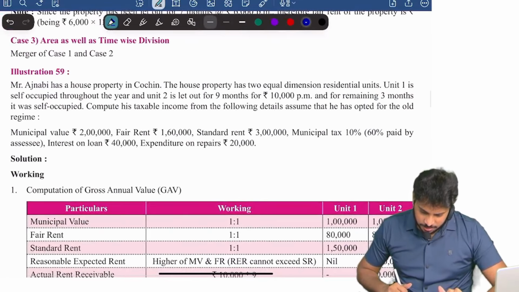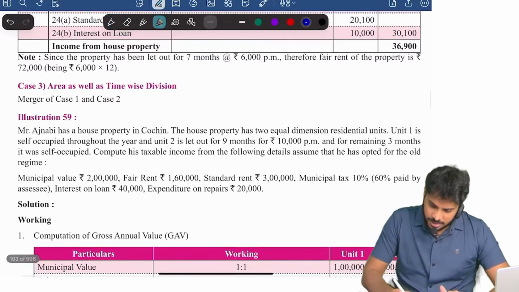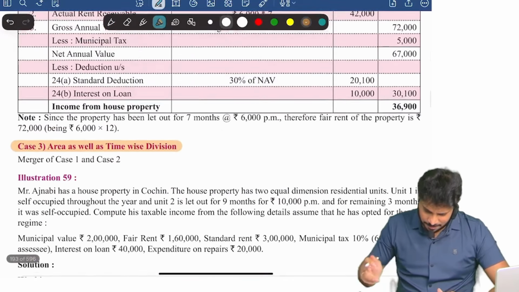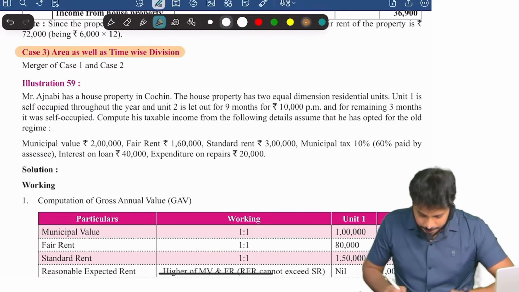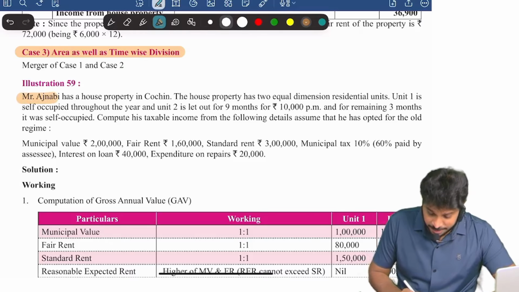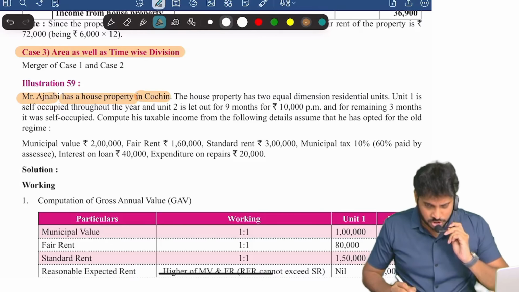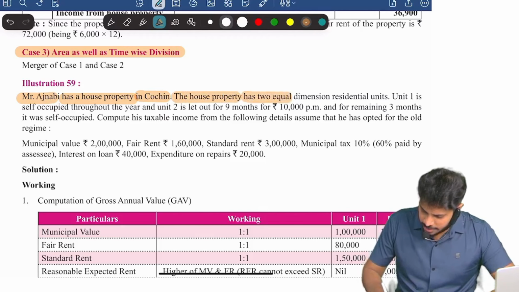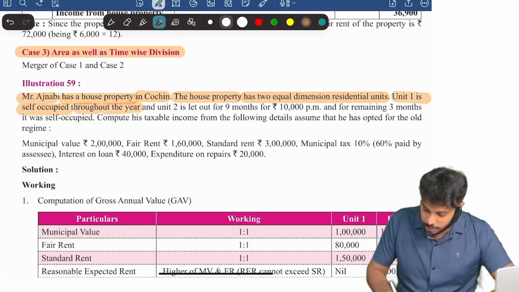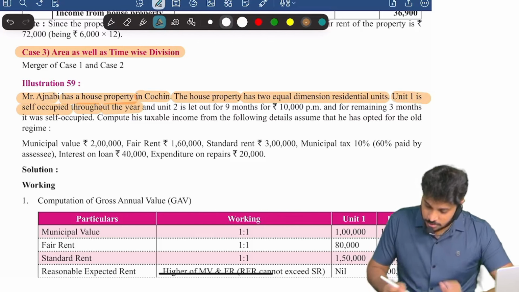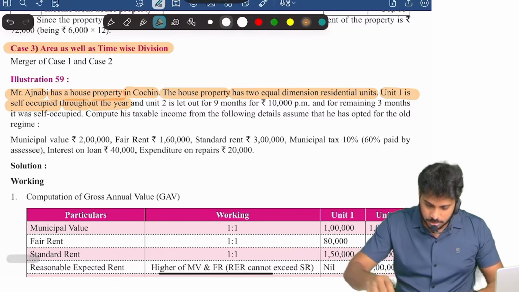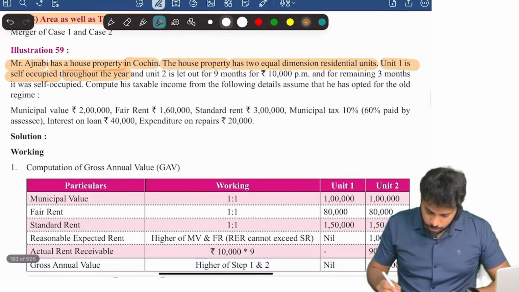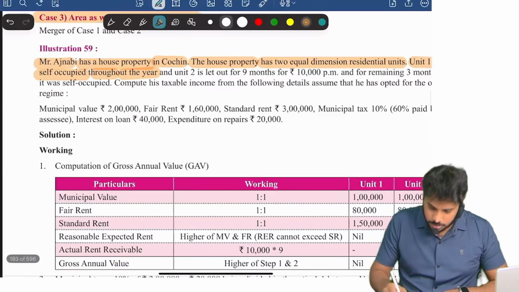Again, merger of case 1, case number 3, area and time wise division. If you leave it, okay, I'll directly solve. Next, Mr. Aznabi has a house property in Cochin. The total house property has 2 equal dimension residential units. Unit 1 is self-occupied throughout the year. Unit 2 is let out for 9 months.